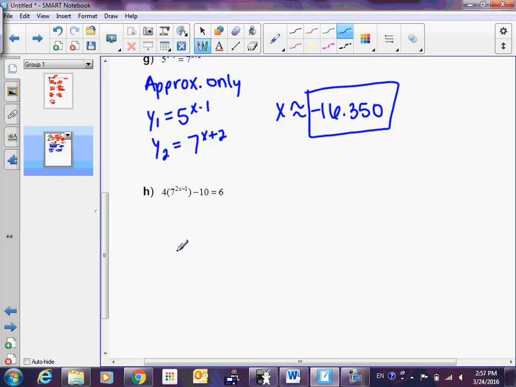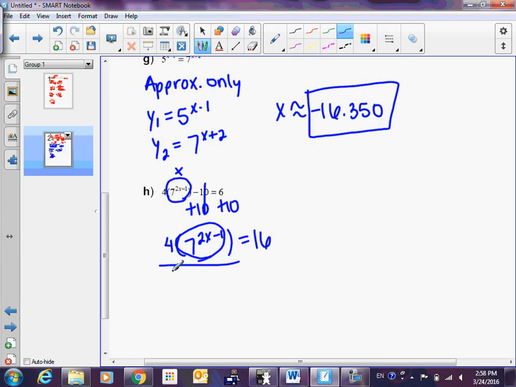Okay, H. This one's actually not too bad to do algebraically. Again, consider this to just be something simple like X. What would be the first thing you do? Add 10. So we're just using a lot of those good old algebra skills. Okay, again, consider the thing in parentheses to just be something simple. What next? Divide by 4.